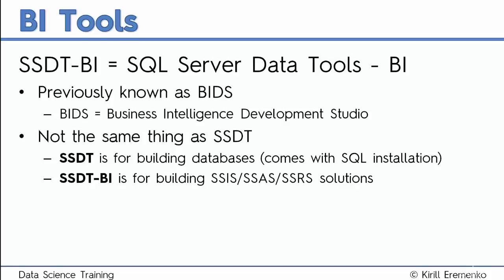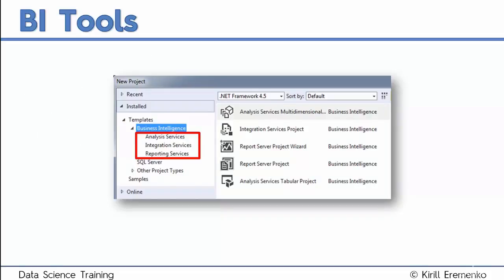By the way, you will quite often see SS at the start of an abbreviation. Usually it stands for SQL Studio. And this leads us to the next screenshot. This is how SSDT-BI looks inside Microsoft Visual Studio. As you can see here, it has three components: analysis services, integration services, and reporting services. Let's have a look at them in more detail.